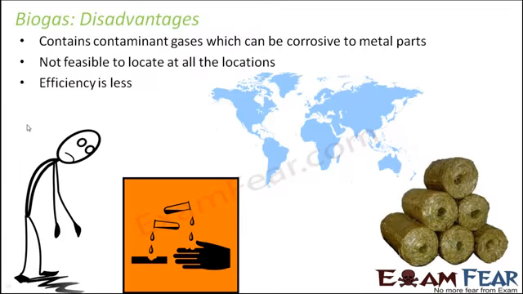Efficiency is less. When you compare the efficiency of biogas with some other sources of energy, its efficiency is a little less. But the advantages it provides, like being pollution free and leaving no residues, are very important, because we do not want to pollute our environment, since that in turn is harmful to us in an indirect way. So these are some of the disadvantages associated with biogas.